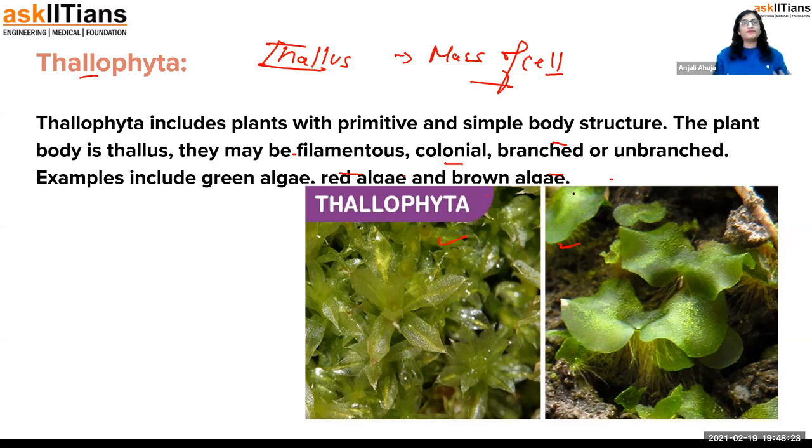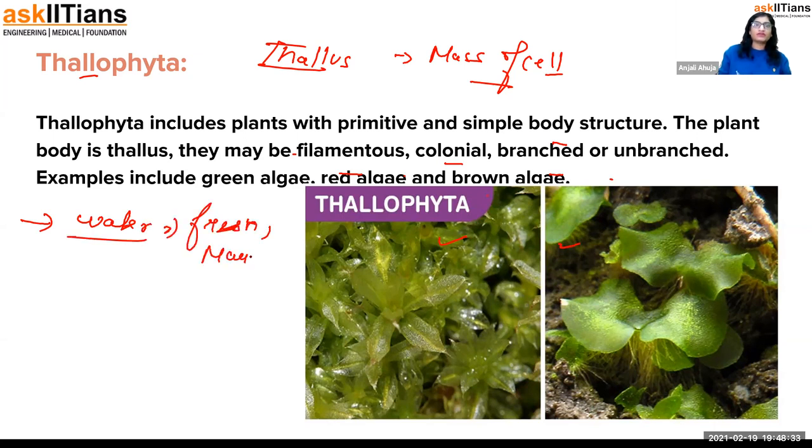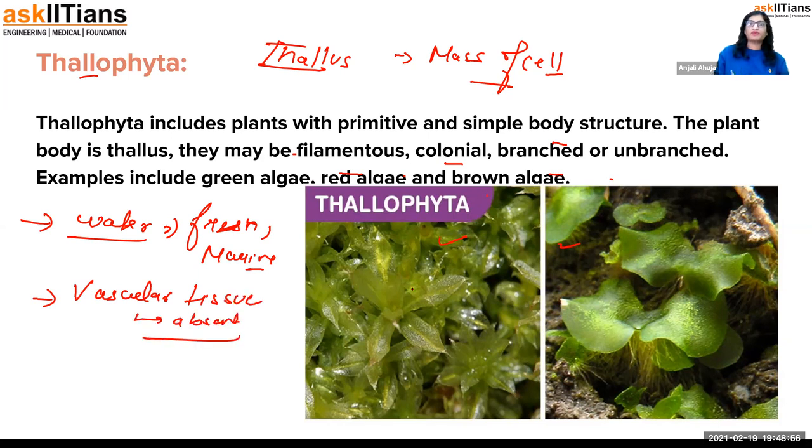One more thing that you will see, because Thallophyta used to be present inside water, as in they are present either in fresh water or in marine water. For the conduction of liquid, and for the conduction of food also, they do not require any vascular tissues. Vascular tissues means xylem and phloem. In aquatic plants, xylem and phloem are not present. Here, vascular tissues means conducting tissues. Xylem and phloem, absent. Simple body structure in the water. So these are the basic categories.